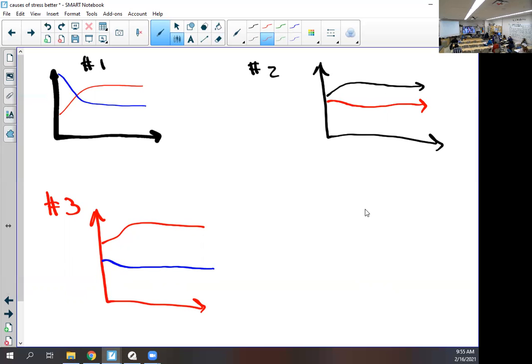Whoa. Can you get the graph copied? Well, I don't know what I've done to it.